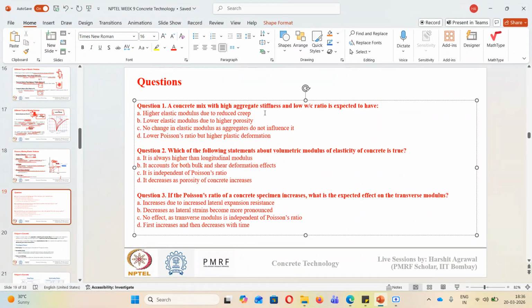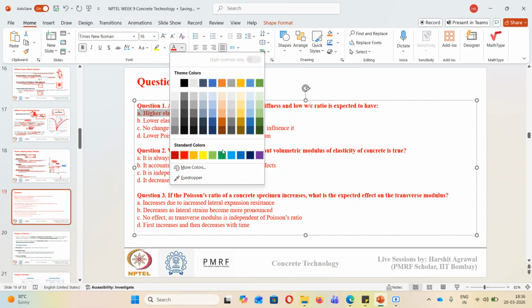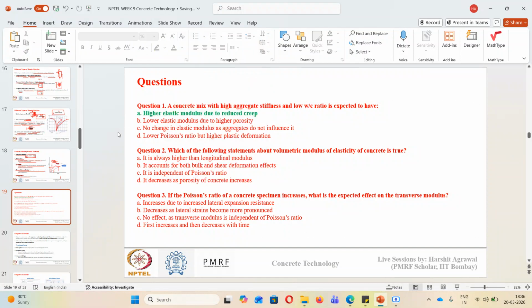Yes, the correct answer will be A. As we saw in the last slide, as the aggregate proportion increases, since aggregates are stiffer in nature, they increase the stiffness of concrete also. And as concrete stiffness increases, the MOE value of concrete increases. And W by C ratio lower: we know the relationship between W by C ratio and strength of concrete. Lower is the W by C ratio, higher is the compressive strength of concrete. If higher is the compressive strength of concrete, stiffer is the concrete, so higher will be the modulus of elasticity of concrete.